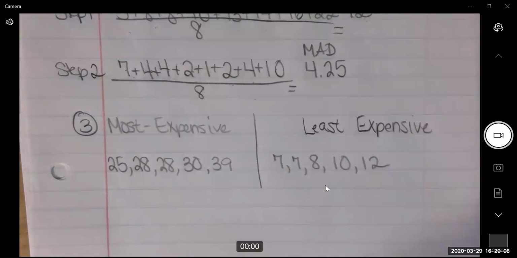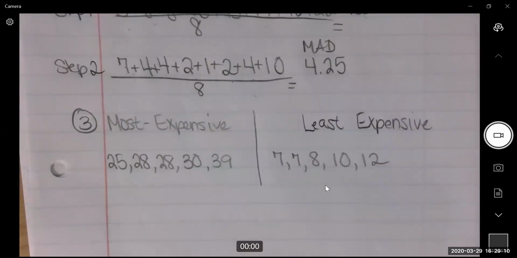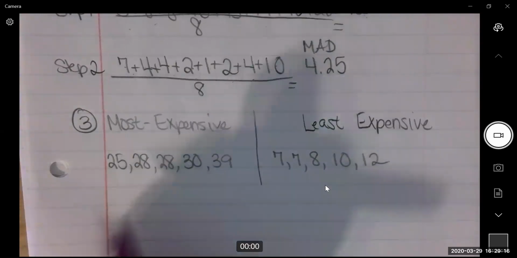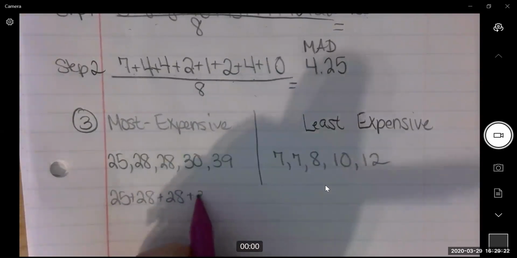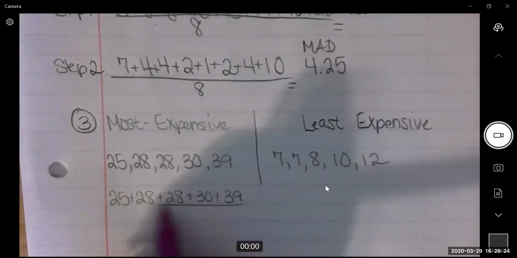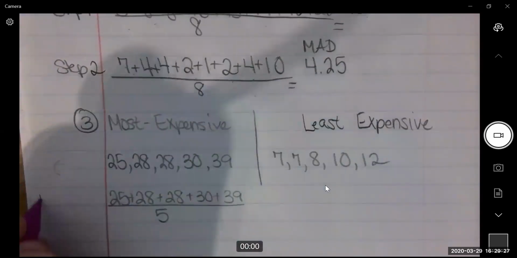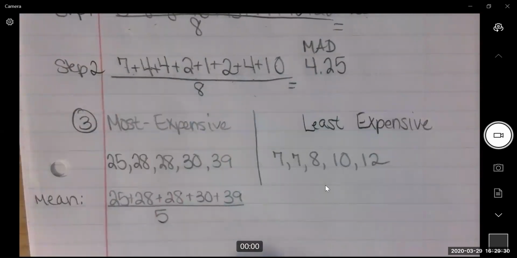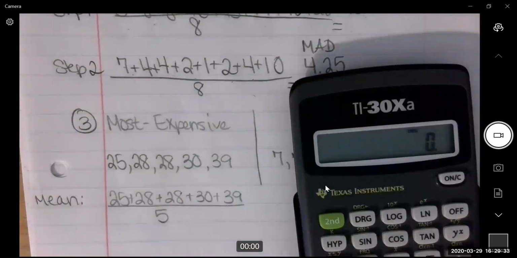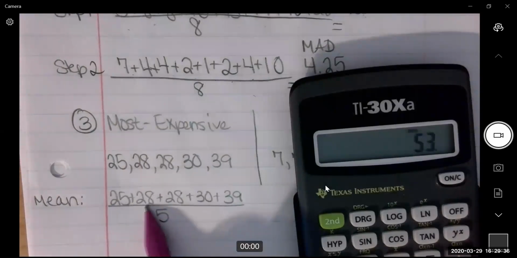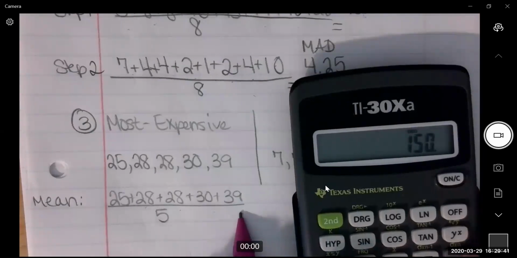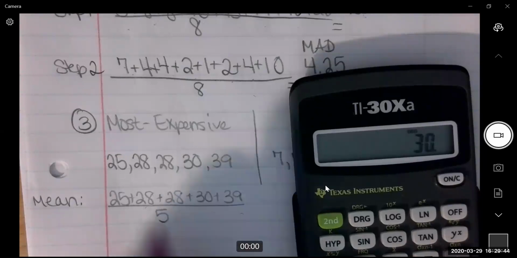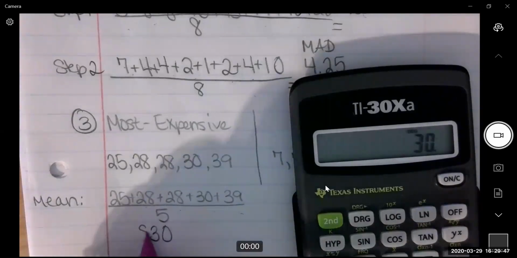So remember, we're going to do the mean, the median, and the mean absolute deviation. Okay, so the mean is going to be 25 plus 28 plus 28 plus 30 plus 39 divided by 5. That's going to be the mean. All right, so let's look at that. 25 plus 28 plus 28 plus 30 plus 39 divided by 5. So the mean is $30.